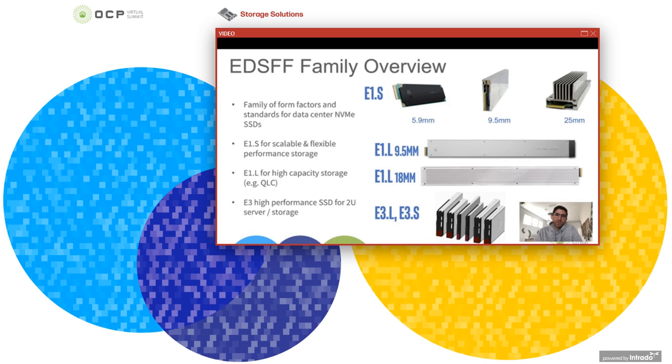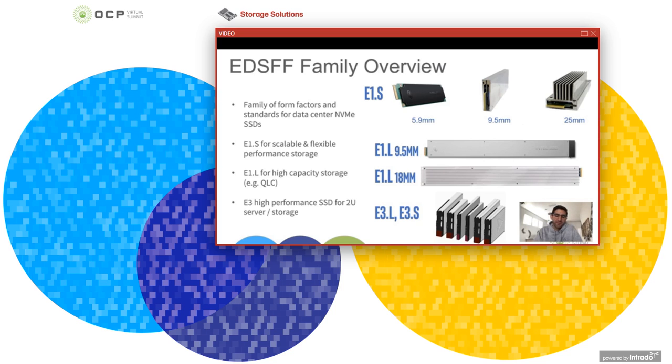So I'm going to walk through in this presentation and spend most of the time on E1.S and E1.L, because these are what OCP is using today in designs for cloud and hyperscale, and these are what is shipping today. So EDSFF is a family of form factors that's been designed from the ground up for SSDs.